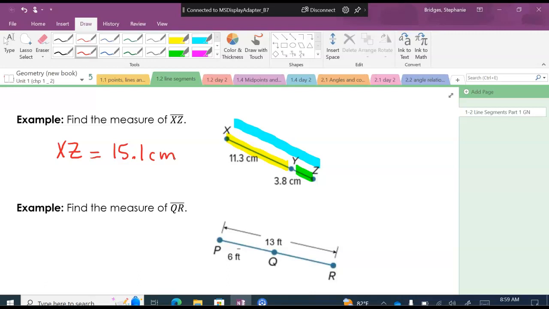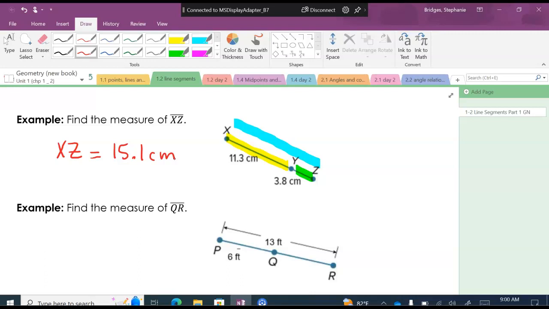All right, let's take a look at the second example. Look at your picture. Look at what it's asking you for. What is your big segment in that picture? PR, that's the whole thing. How long is PR? 13 feet. And then what's one of the small segments that it tells you the length of? PQ, and how long is that? 6. And it's asking us to find the length of QR.